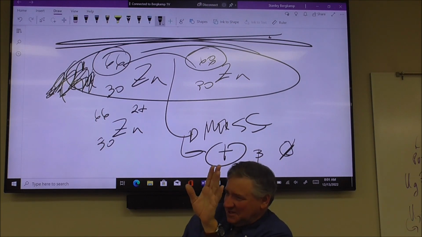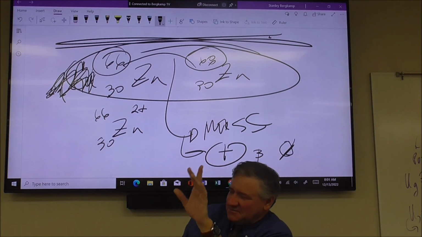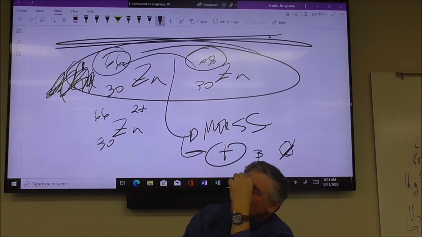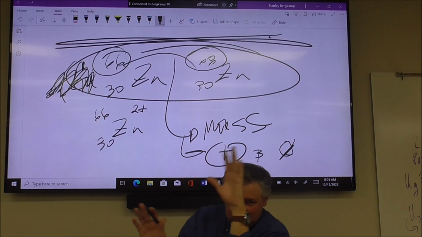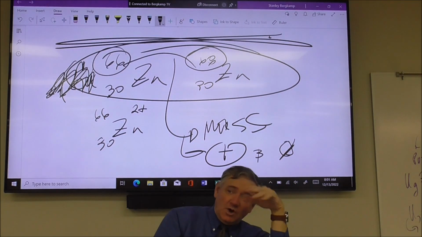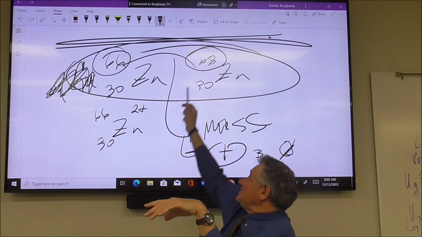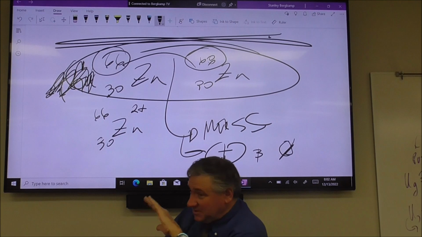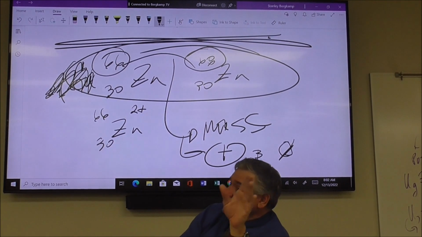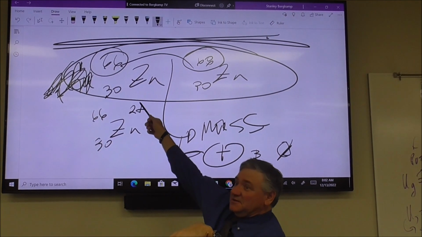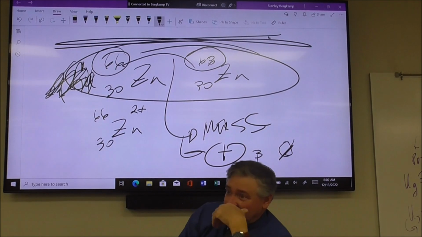Atoms are neutral, right? So let's back up. What's the charge on an electron? Negative, right? All electrons have a negative charge. All protons have a positive charge, and they're equal and opposite. Since this doesn't have a charge, it's neutral. So if there's 30 protons, how many electrons are there?